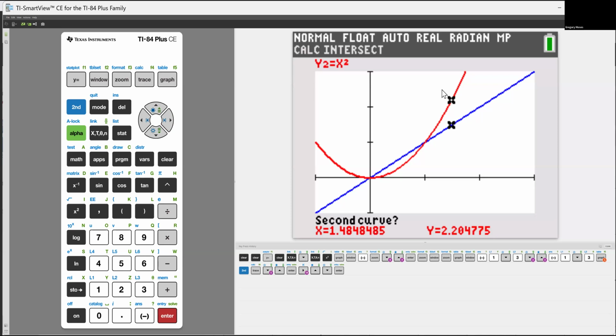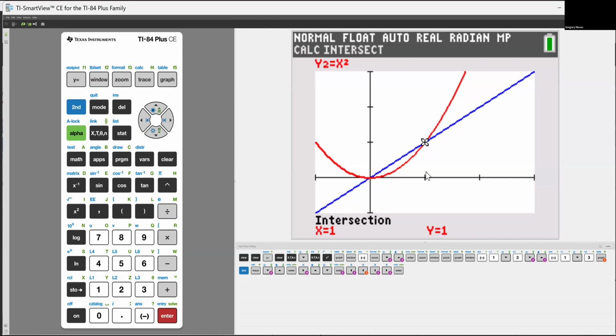We press enter again. And then it's asking for a guess, because you see there can be multiple points of intersection. In fact, that's happening here. There's a point here at 0, and then there's this point that we're actually looking for. So we use these left and right arrow keys to get kind of near the intersection point that we're looking for. Hopefully that's close enough, and we press enter, and there's how we would do that on our calculator.